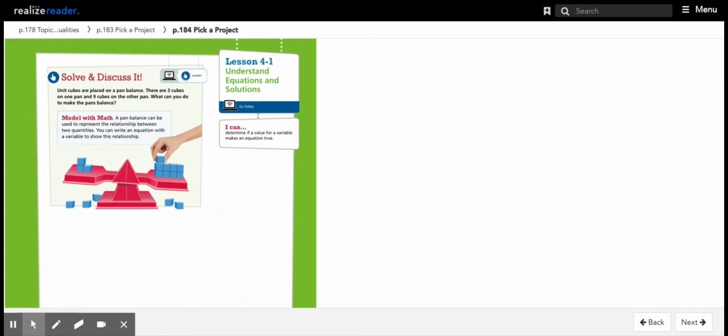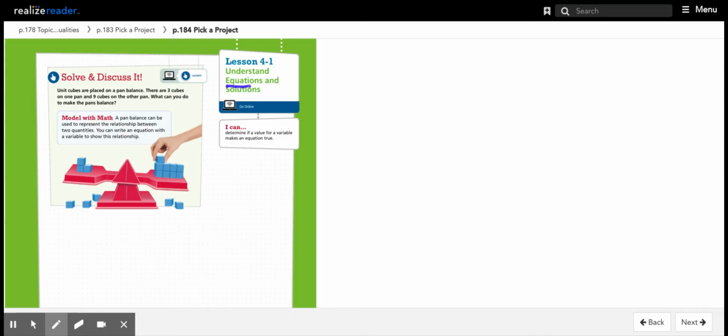We are starting Unit 4 in the Savas Realize. In this first lesson, we're going to be understanding equations and solutions for the equations. You might remember when we were talking about expressions, we said that expressions do not have equal signs. Well, now we're looking at equations, and equations starts with EQ, similar to the word equal. So equations do have equal signs. So we are going to determine if a value for a variable makes an equation true.